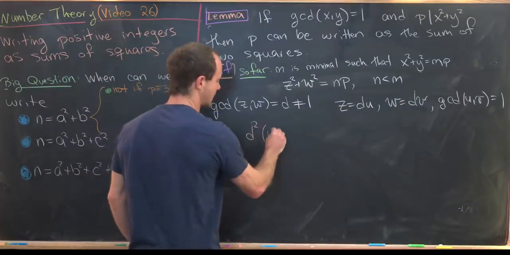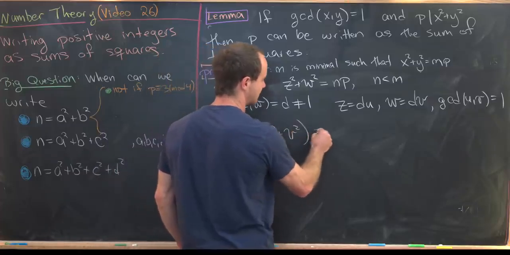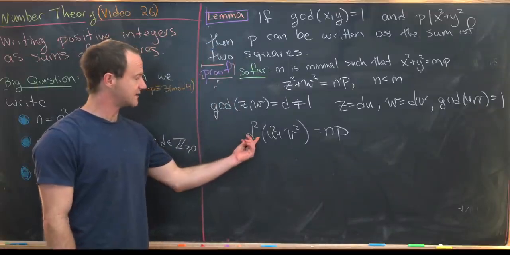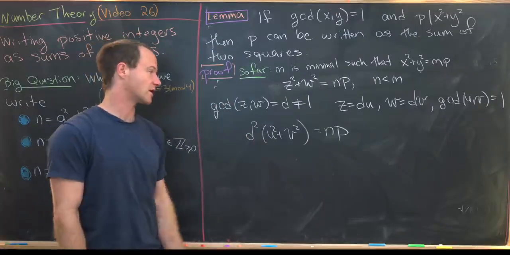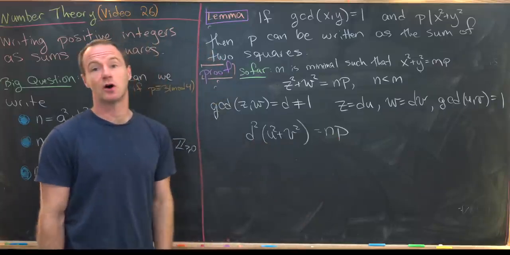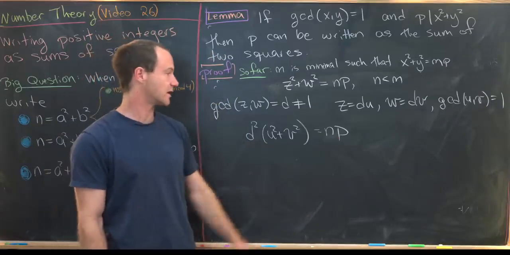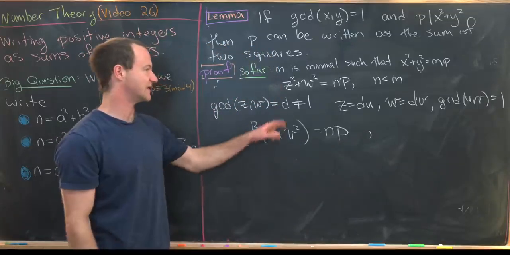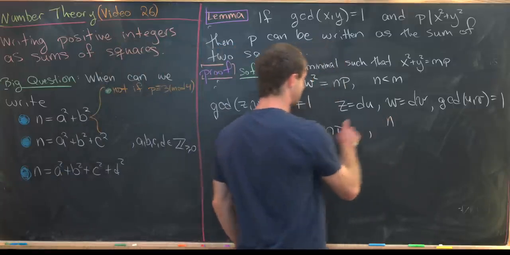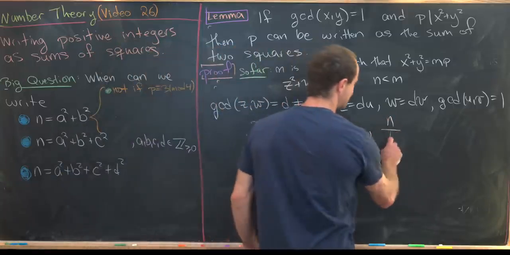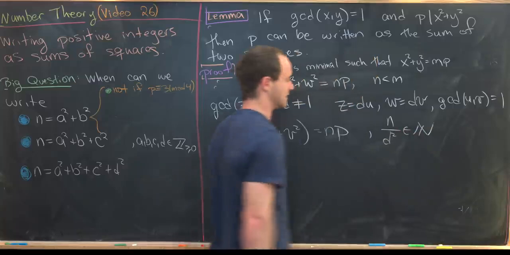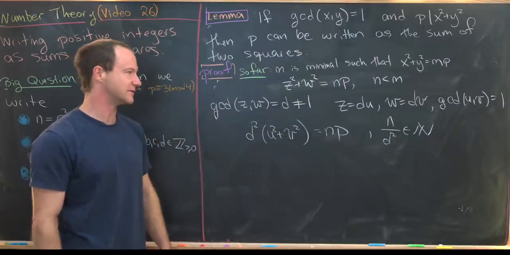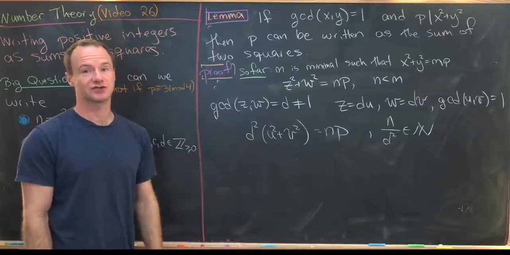That leaves us with D squared times (U squared plus V squared) equals N times P. But notice the left-hand side of this is a multiple of D squared. That means the right-hand side must also be a multiple of D squared. So P is a prime, which means it cannot be a multiple of D squared given that D is not equal to 1. So that means N must be a multiple of D squared. That means N over D squared is a natural number. That means if we write this fraction, which is admittedly a little bit sloppy, we're still within the natural numbers.